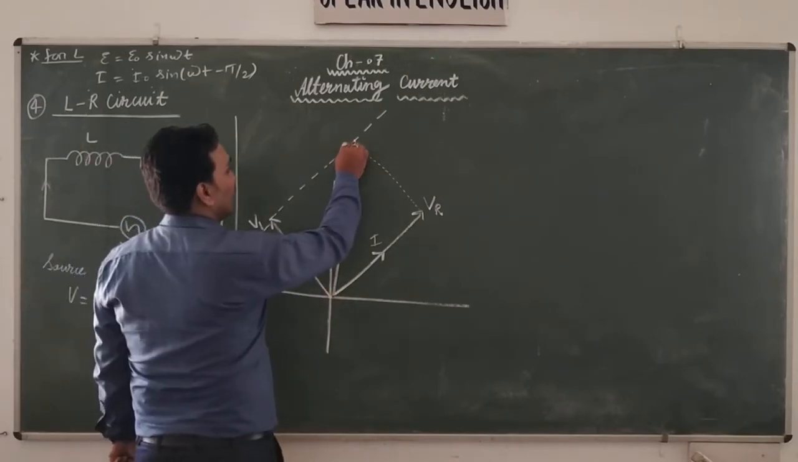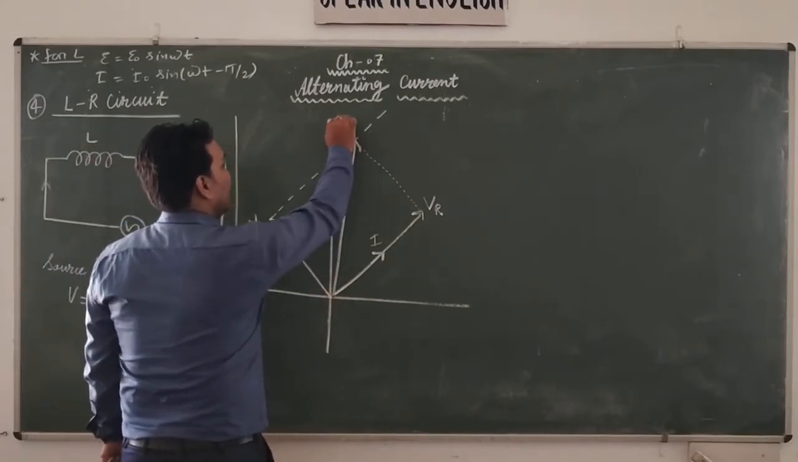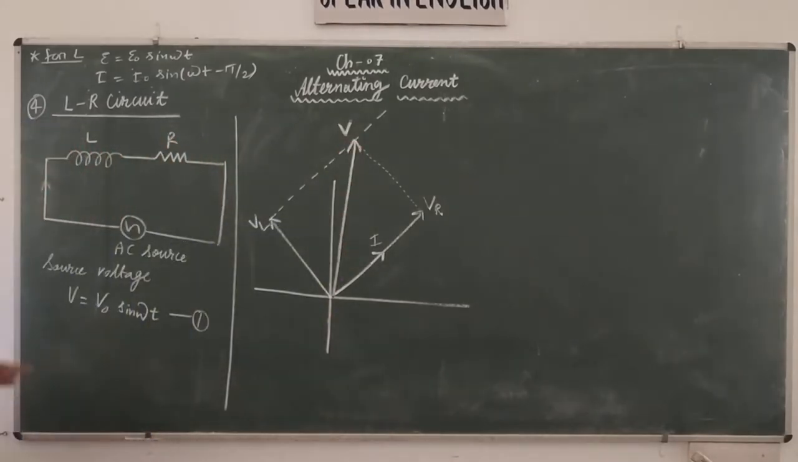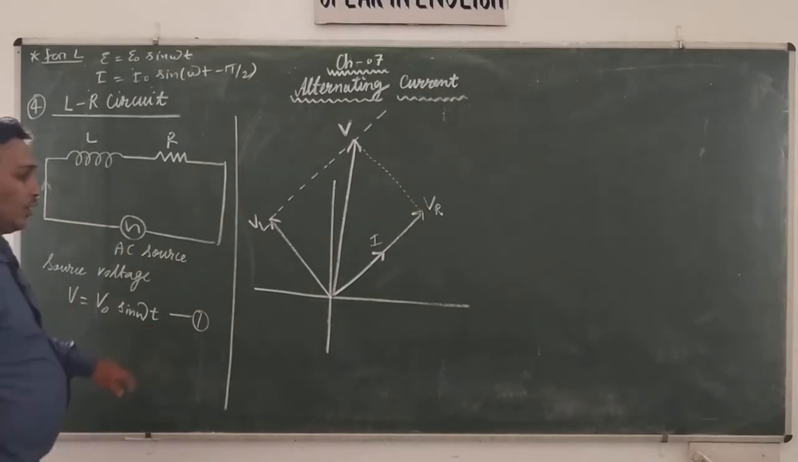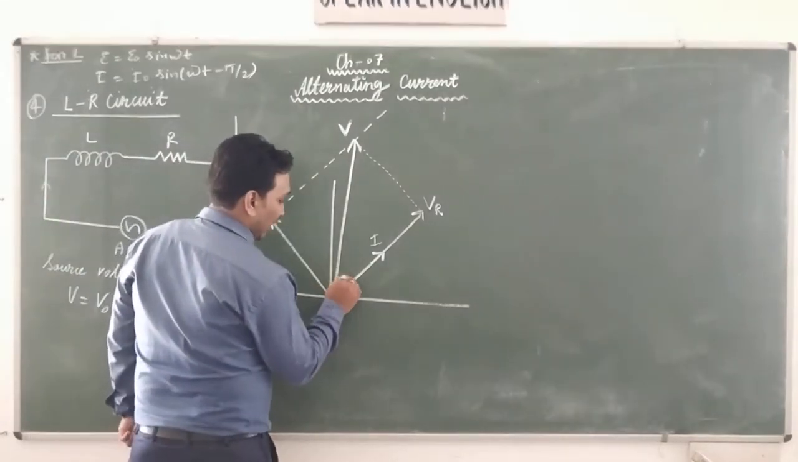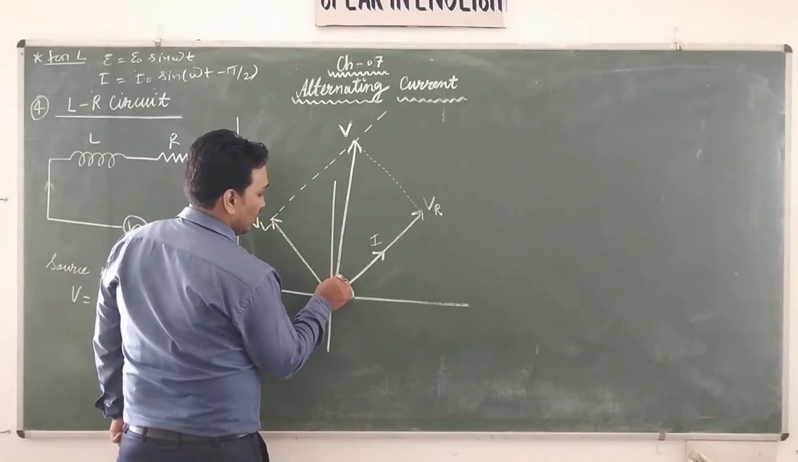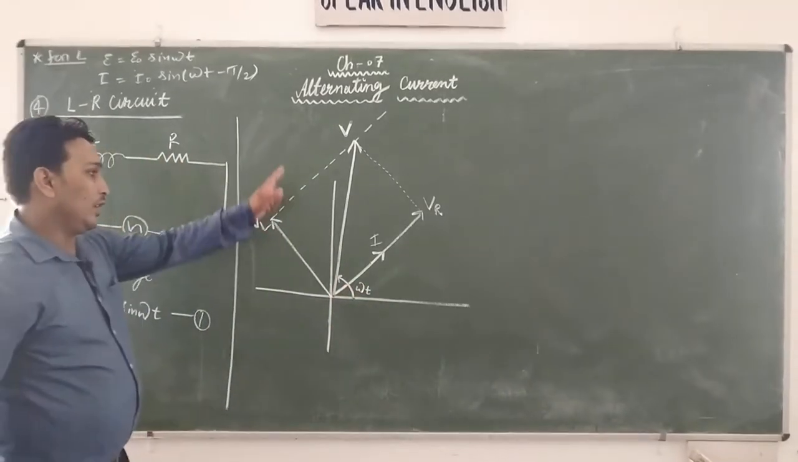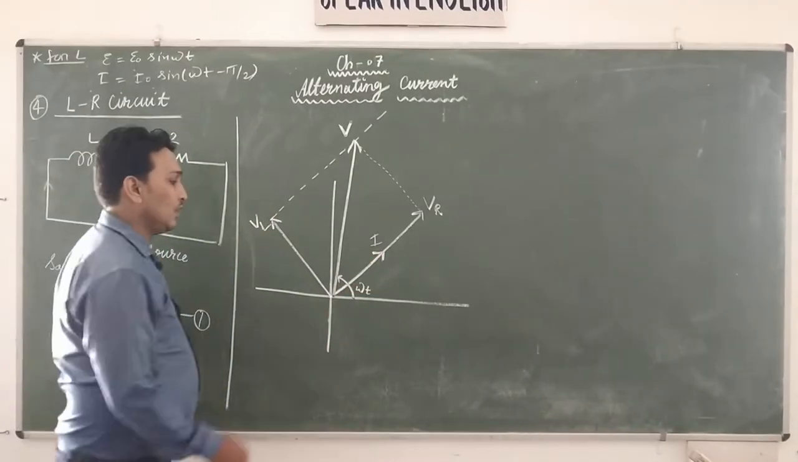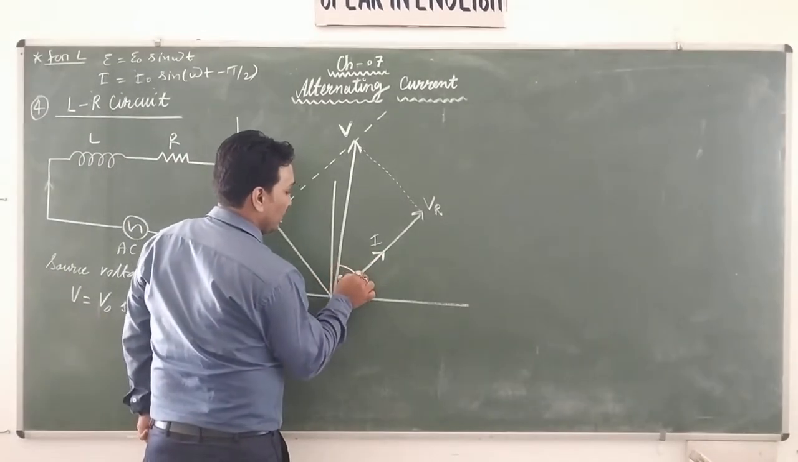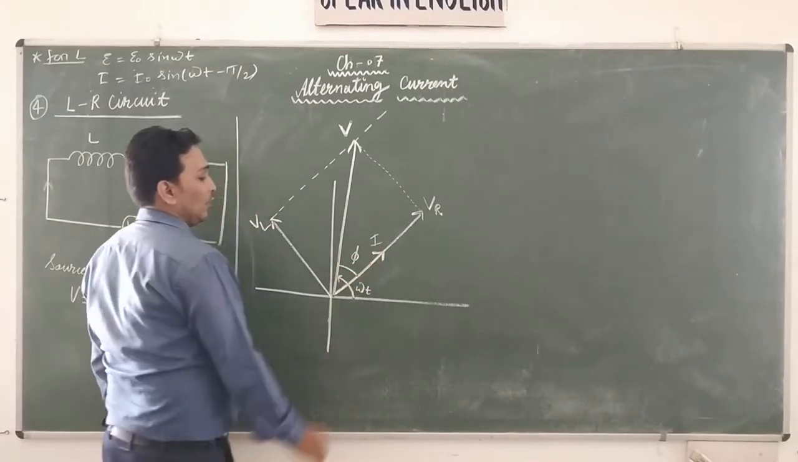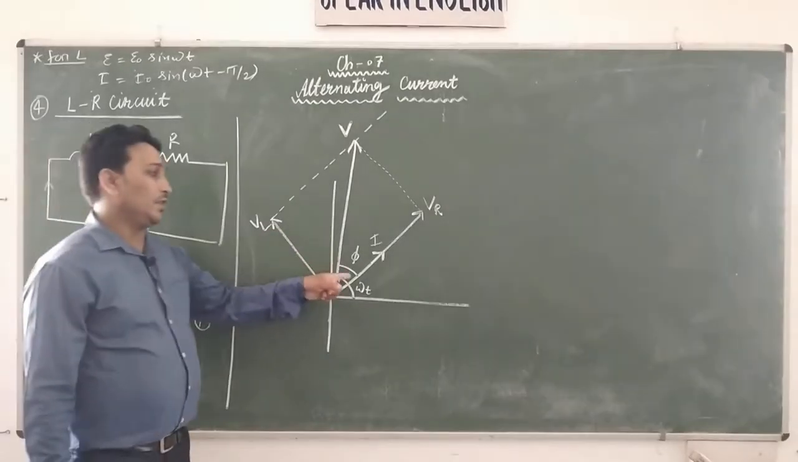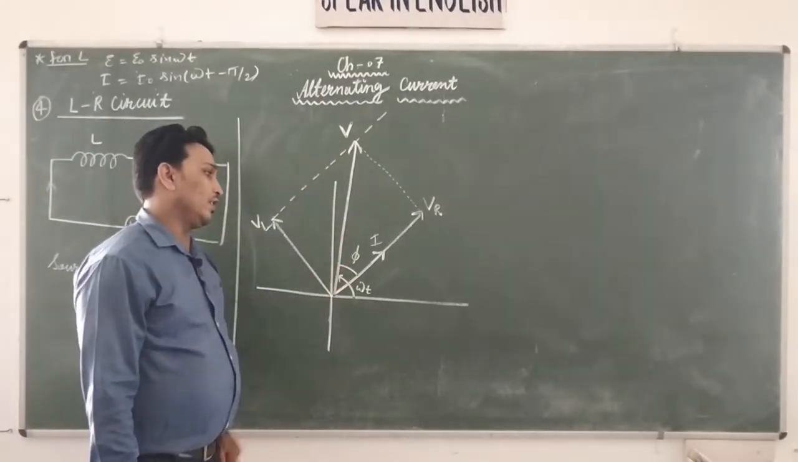So this is R, the resultant voltage V. Okay, the resultant voltage V makes an angle omega t with the x-axis. So this angle, the whole angle, is what? Omega t. And now voltage and current are not in the same phase. So this is the phase difference between the current and the voltage. Okay? This is the phase difference between the voltage and the current.